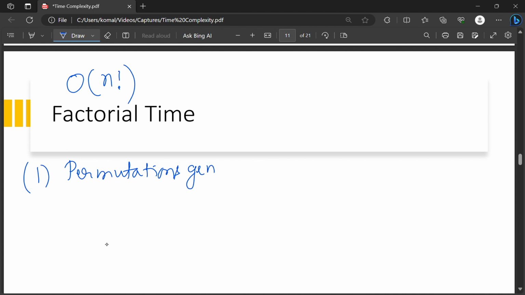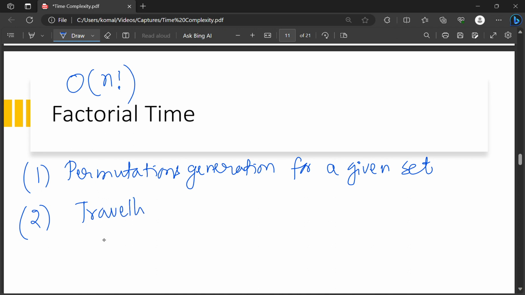Permutation generation for a given set. Here the time complexity will become big O of n factorial, and another possibility is traveling salesman problem. There are some problems which are called NP complete problems in design and analysis of algorithms course. They will be having the time complexity big O of n factorial. Traveling salesman problem.